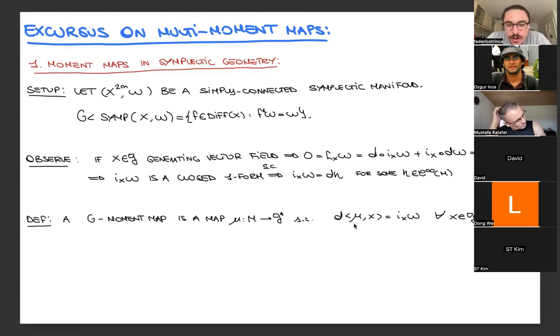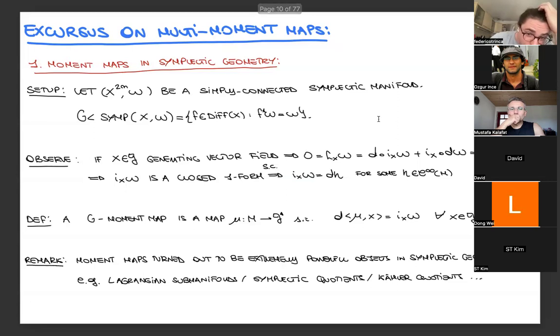So the derivative of μ paired with my element X of my Lie algebra: μ paired with X is going to give me a function from M into ℝ, and the derivative of such a function is the contraction of ω with X. And this makes sense because of this observation here.